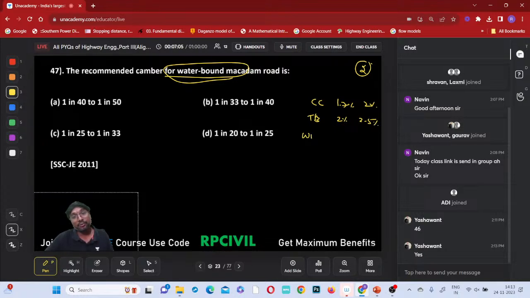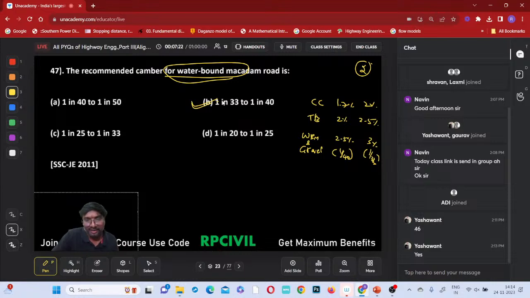And what is it for this waterbound macadam and gravel? That is 2.5% to 3%. 2.5% is nothing but 1 in 40, and 3% is 1 in 33. So which one is the correct answer? Option B will be the correct answer.